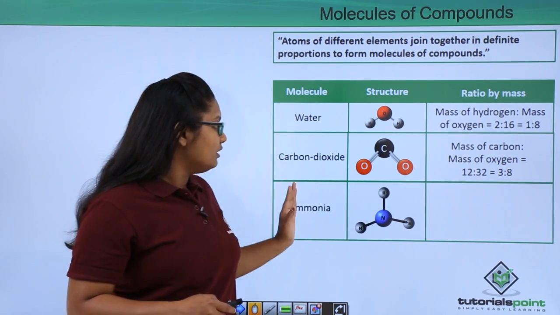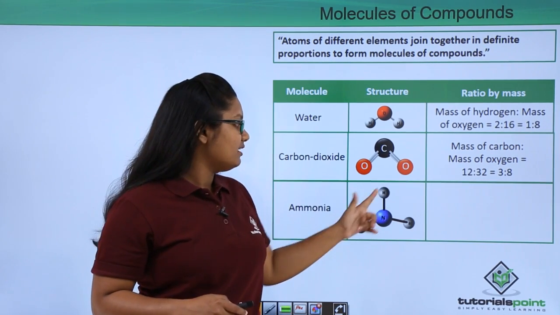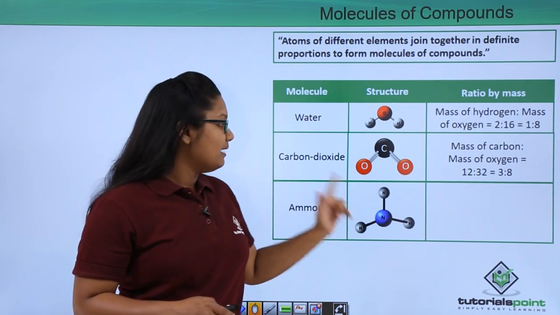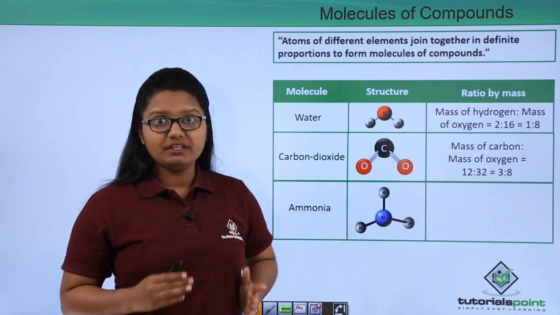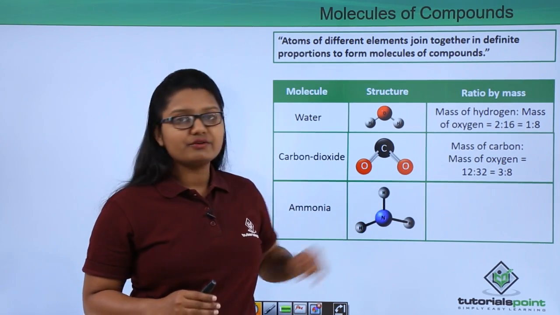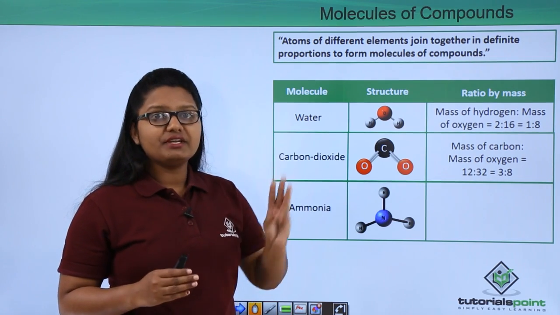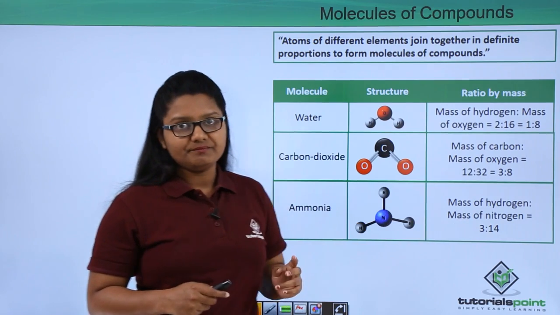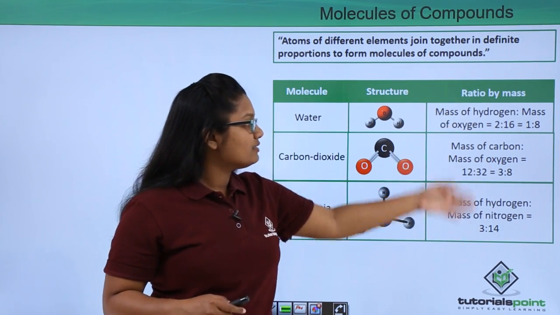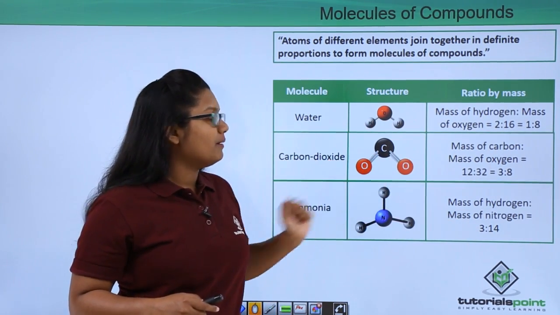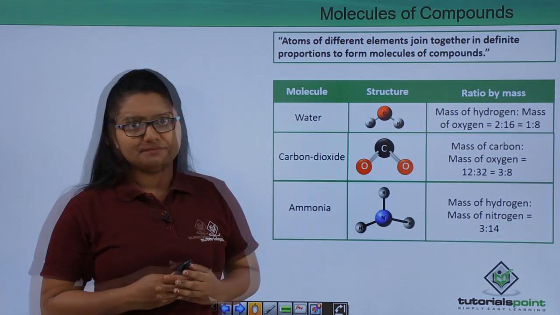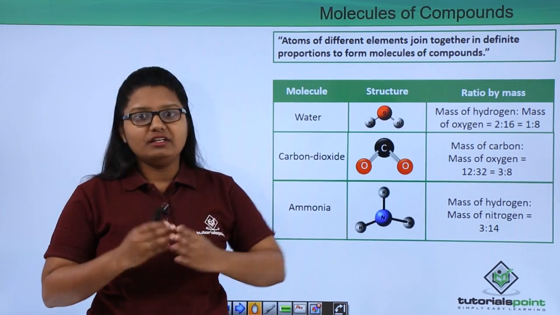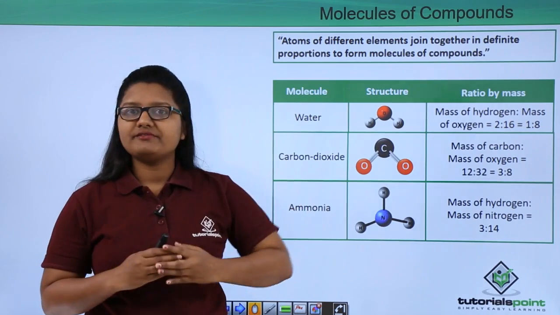Now, a molecule of ammonia has 1 nitrogen atom and 3 hydrogen atoms. The mass of a nitrogen atom is 14u and the mass of 3 hydrogen atoms becomes 3u. So, the ratio of their masses becomes 3:14. So, these are the ratios in which these atoms combine to form these molecules. So, this was all about the molecules of elements and molecules of compounds.